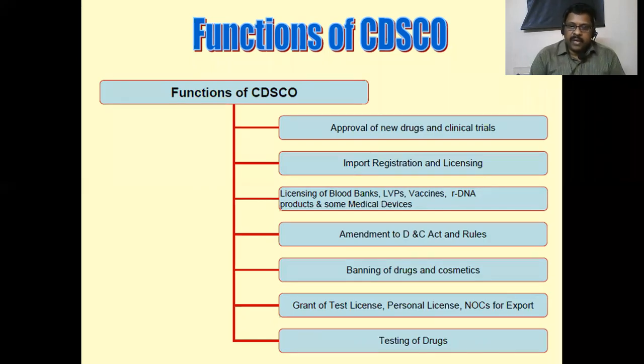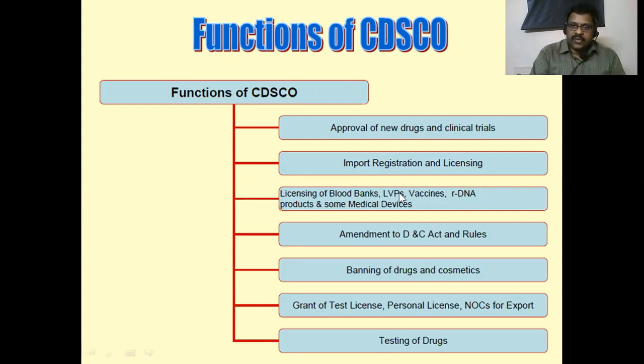Licensing of blood banks, vaccines, rDNA products, some medical devices will be approved by CDSCO. Drugs and Cosmetics Act and rules will be implemented at all the stages by CDSCO. And banning of drugs, withdrawal from the market, not only drugs, cosmetics also, will be done by CDSCO, which has the power. Grant of test licenses, personal licenses, and no objection certificates for export, all will be issued by CDSCO.